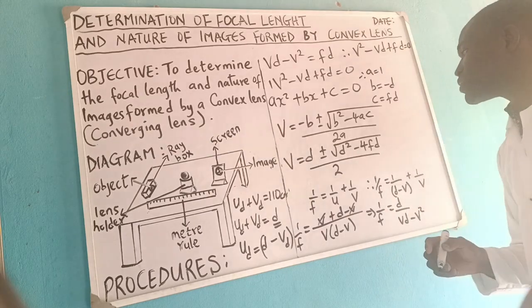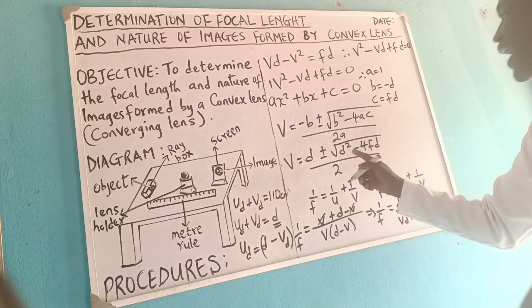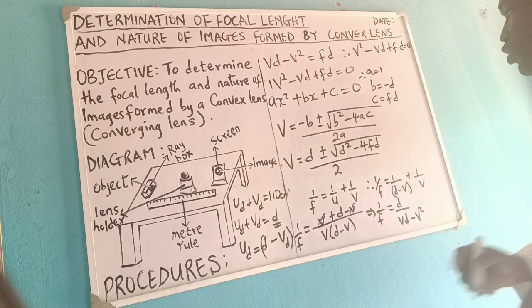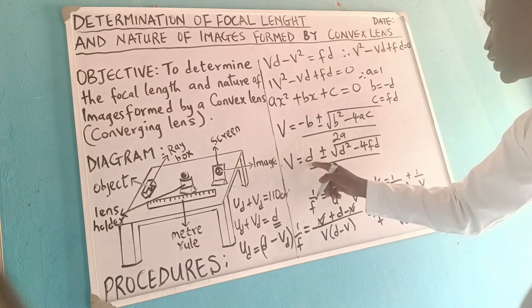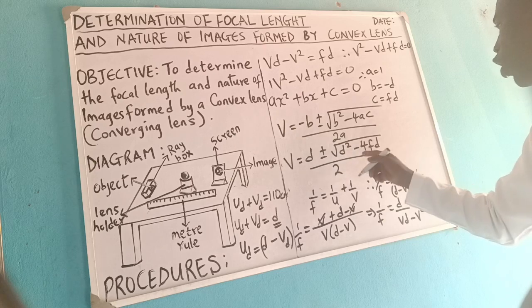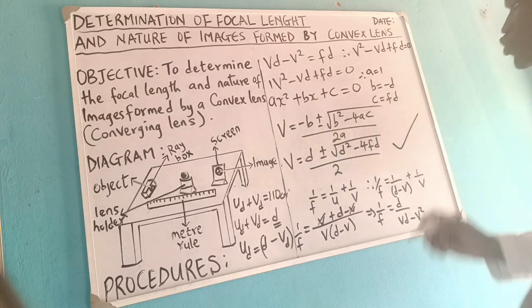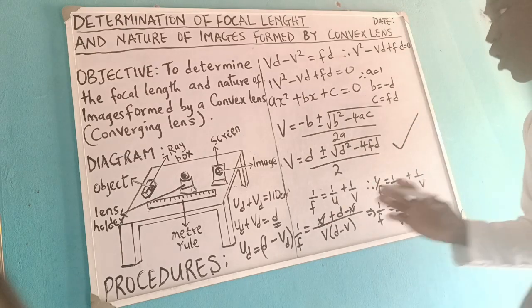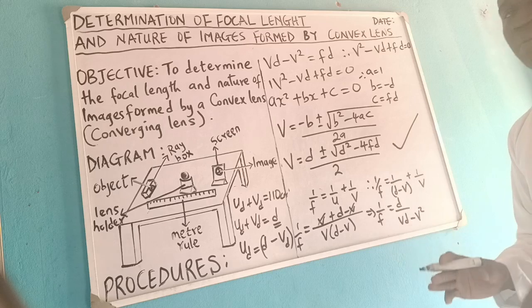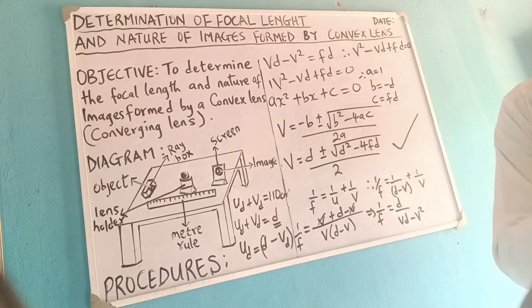That means we have to use this formula to get our table of values, so to speak. We use v equals d plus or minus the square root of d squared minus 4fd all over 2. Please, this is the formula we will use to make our table. Let's see how we make this table using this formula. But don't forget about this formula. Yes, let me repeat it again.